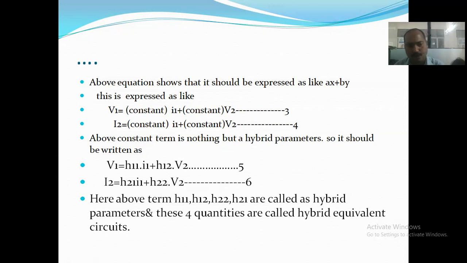Yes, sir. Okay, we have to calculate the z parameter with respect to V1 and I2, right? So see, we have to calculate here V1 equal to constant into I1, plus constant into V2. This is equation number 3. For the I2, constant into I1 plus constant into V2. This is equation number 4, right? So if we use h for the constant, right?